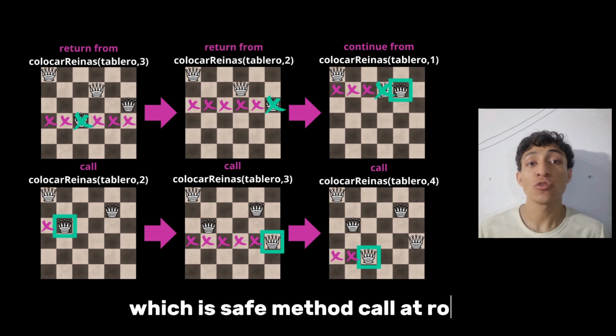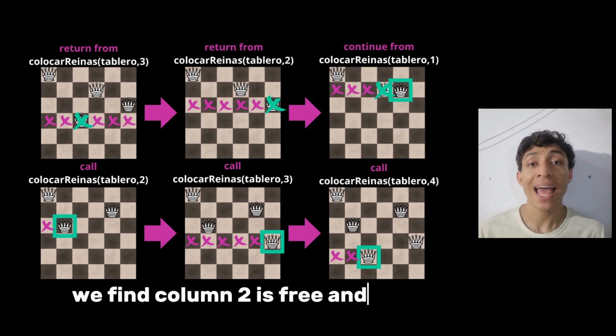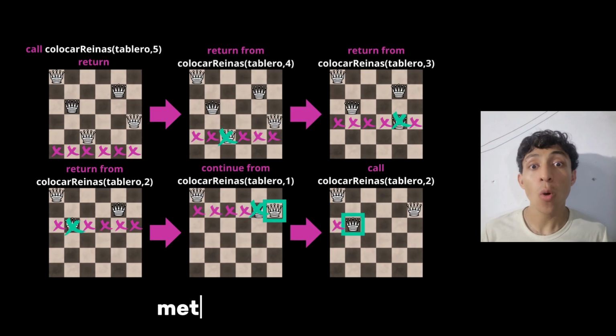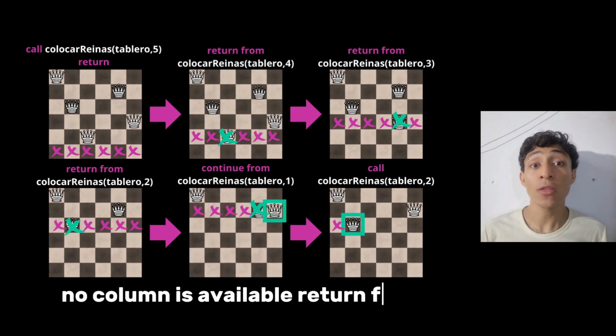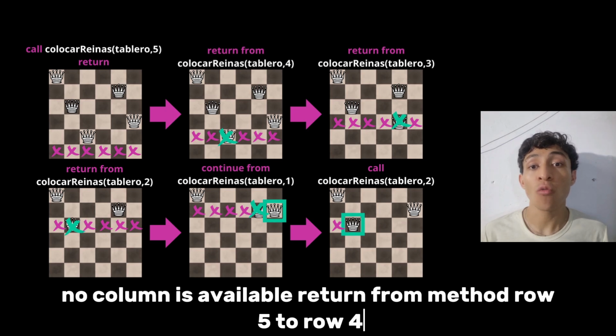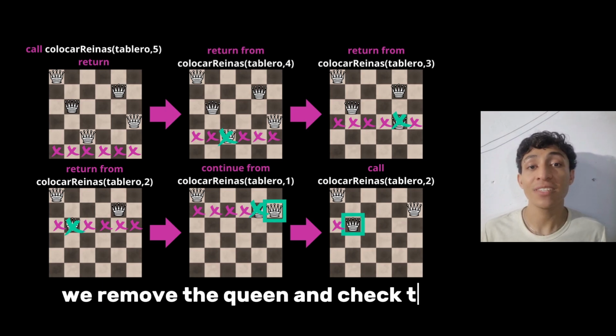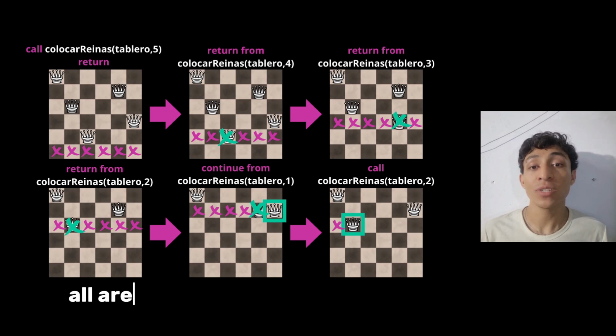Mirror call at row 4. We find column 2 is free and place our queen there. Mirror call at row 5. In row 5, no column is available. Return from method row 5 to row 4. We remove the queen and check the remaining columns, all are unsafe.